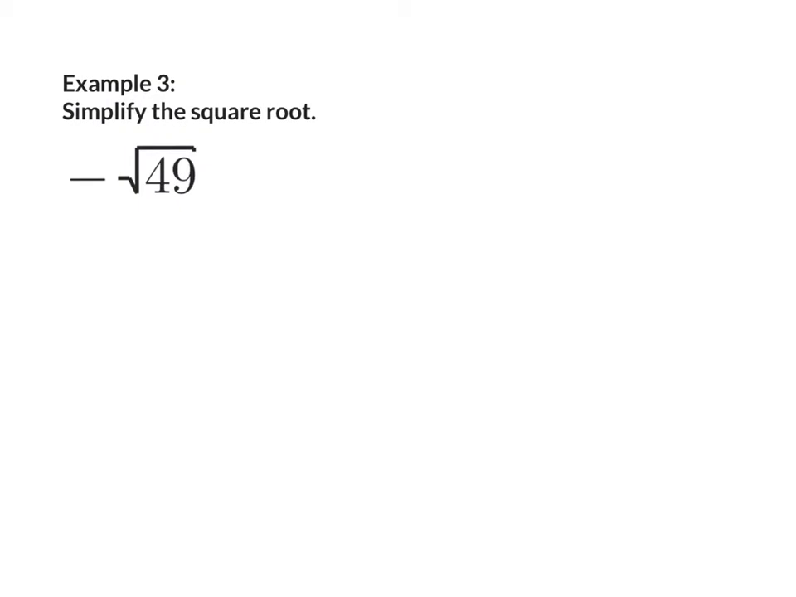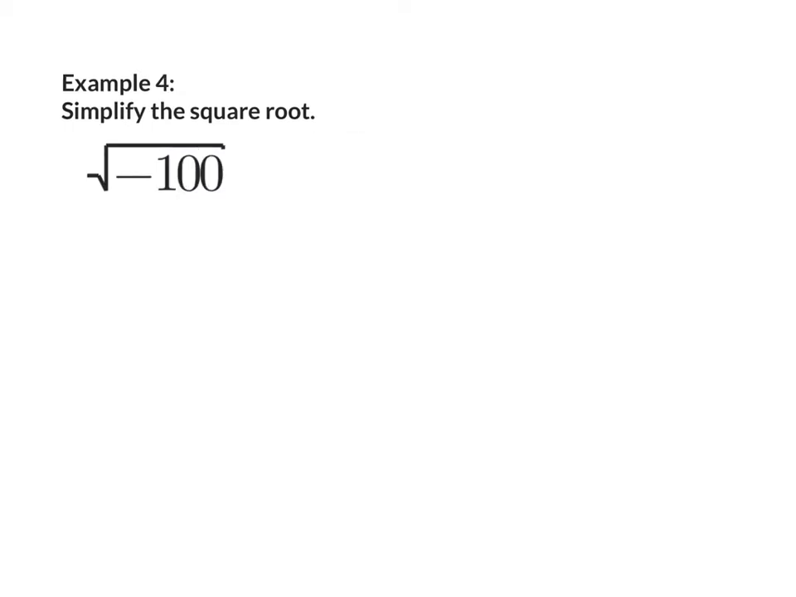Example number 3. Simplify the square root. So I have the negative of the square root of 49. I'm going to break that down to 7 times 7. Now I have twins. One dies, one escapes. So my answer is negative 7.